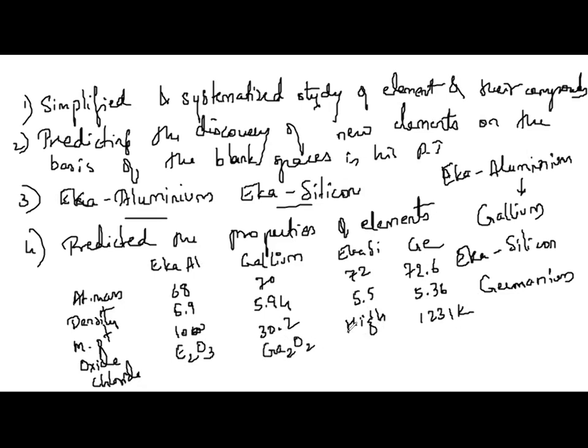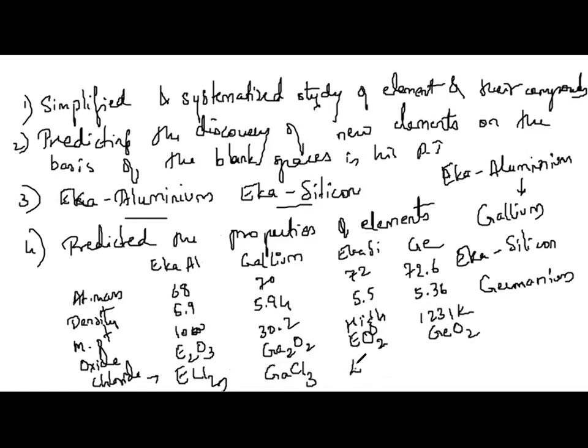Similarly, he said the element which would be discovered later, Eka silicon, would have an oxide of type EO2, and germanium forms an oxide of type GeO2. Even chloride, he said, if Eka aluminium, the element discovered later, combines with chlorine, it will form a chloride of type ECl3. Later, when gallium was made to combine with chlorine, they found that gallium forms a chloride of type GaCl3.